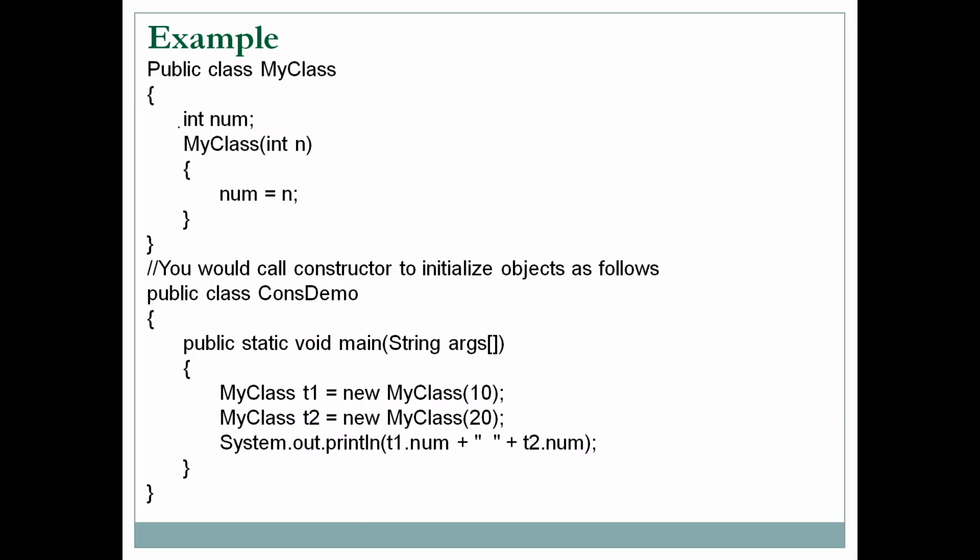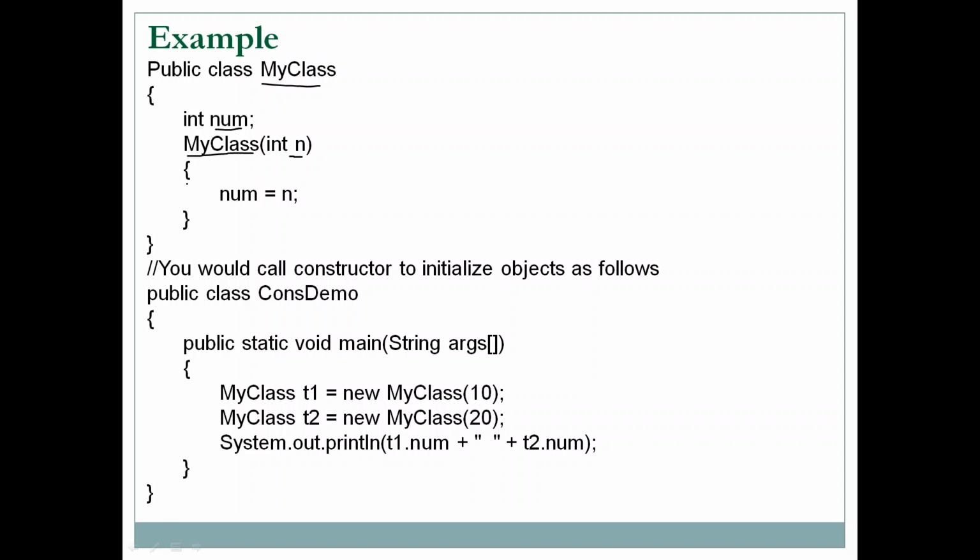Okay, this is our example. We have public, with a small p, class MyClass. So our class name is MyClass. Inside this class we have a variable called num, of type integer. Then we have declared a constructor. You can see here MyClass, and if you look at the name of the constructor, it matches the name of the class, and that should match. This constructor is taking one argument, int n.